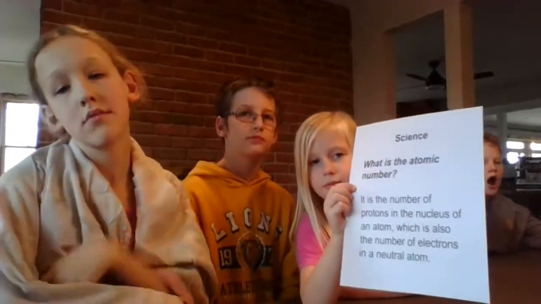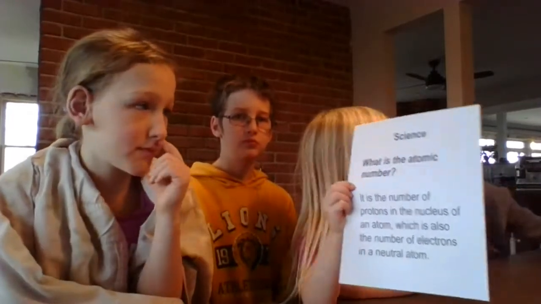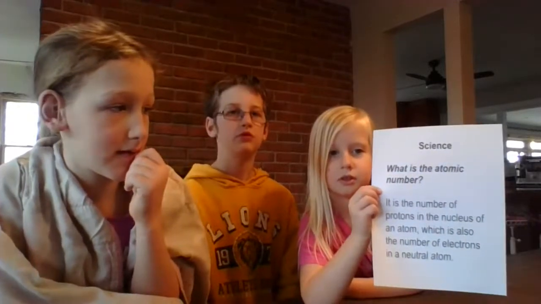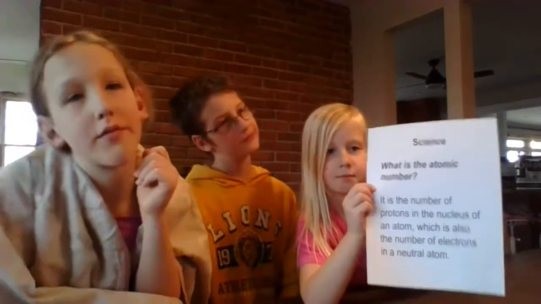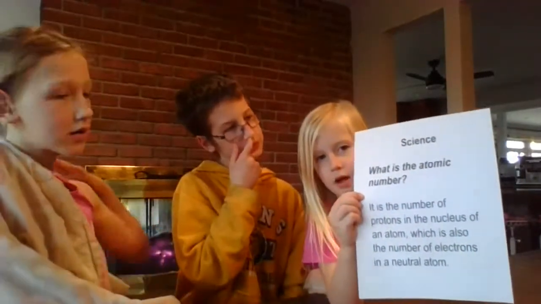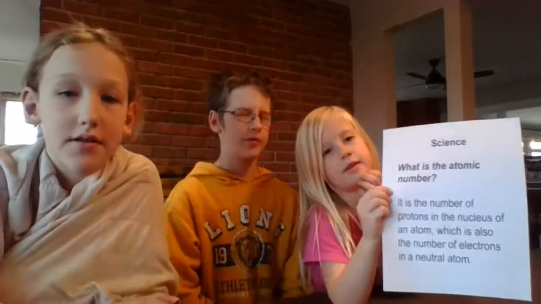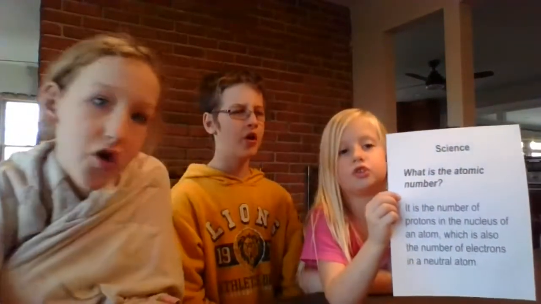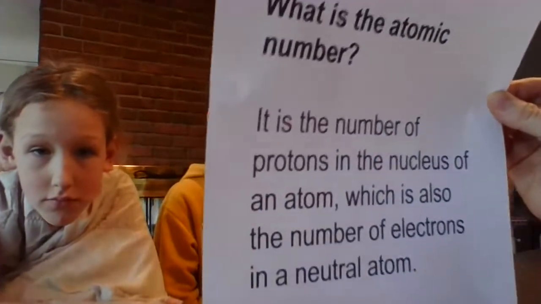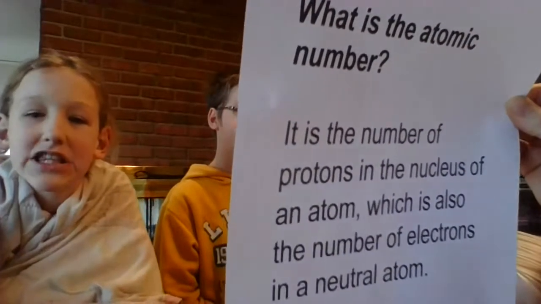What is the atomic number? The atomic number is the number of protons in the nucleus of an atom, which is also the number of electrons in a neutral atom. All right, so if that hasn't quite stuck, you can either keep practicing our chant or you can try to come up with one that you will remember. So that is a big sentence for this week.